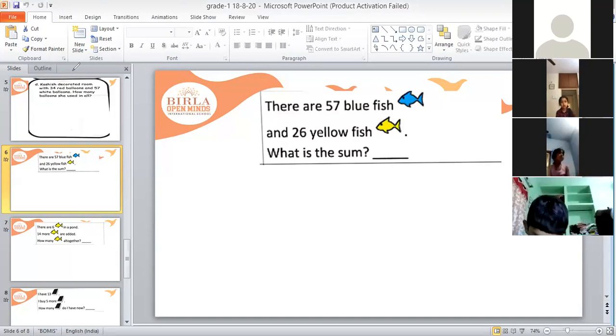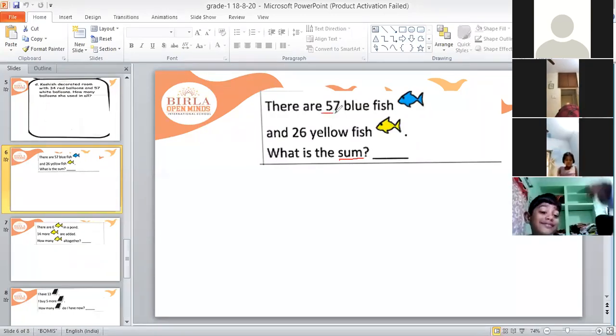Okay, so I think now I gave you sufficient time, right? So we'll be writing statements. First, try to understand what is there in this word problem. There are 57 blue fish. How many blue fish? 57. And how many yellow fish? 26. Now they are asking you what is the sum. Children, sum means total. And whenever the word total is there, it means we have to do addition.